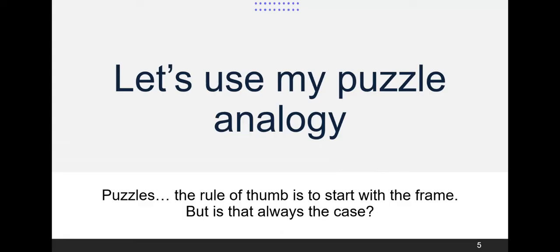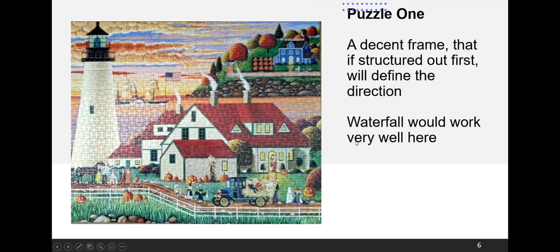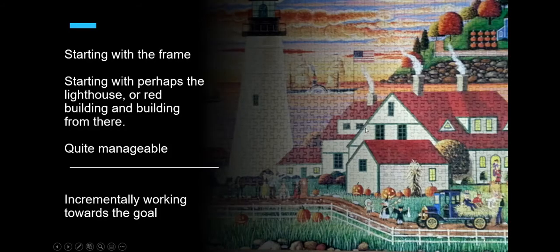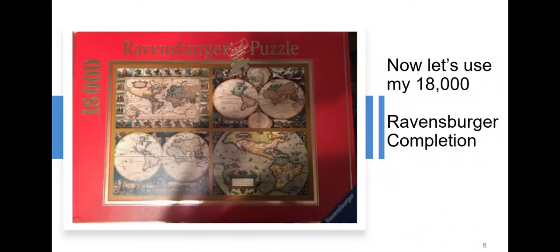So let's use my puzzle analogy. The rule of thumb is to always start a puzzle with a puzzle's frame. But is that always the case? So let's look at puzzle 1. A nice clear image, organized, structured well. Waterfall would work great, and all the pieces could be put on the table as we work towards completion, starting with the frame and then working our way through everything listed out until it's complete. It's quite manageable and it's very much incrementally working towards the same goal.